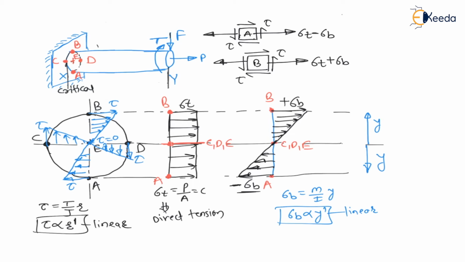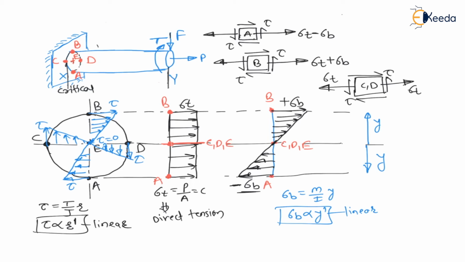Now, if I consider point C as well as D, on both points the same stress will be there. At C as well as at D, there is torsional shear stress tau, and there is direct tensile stress sigma T, but there is no bending stress. Therefore, bending stress is 0, right?